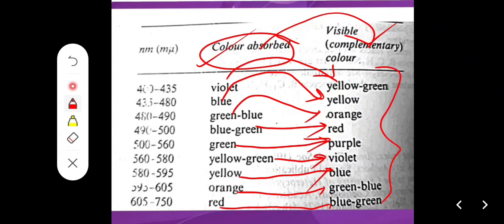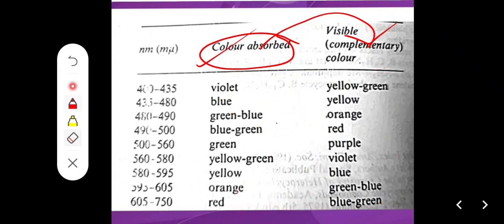So if violet color is absorbed, the substance should have the color yellow-green. If violet color is absorbed, the color produced would be yellow-green. If the substance absorbs blue, the color we see should be yellow. We always see the complementary color, not the color which the light absorbs.